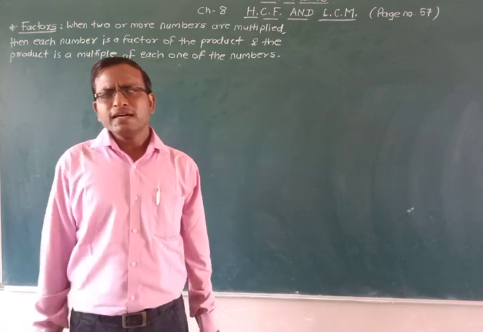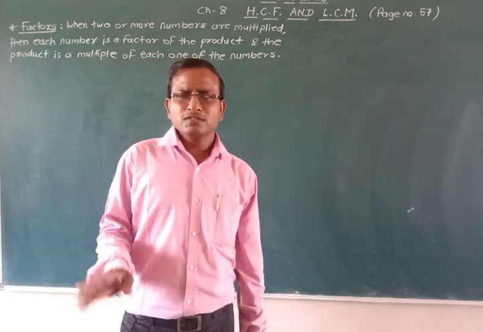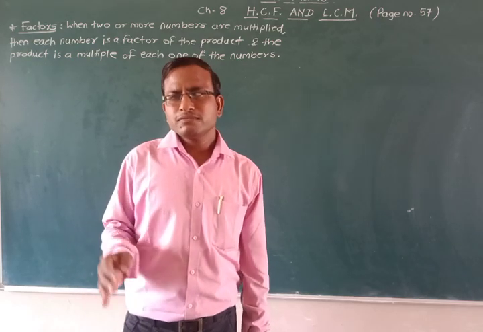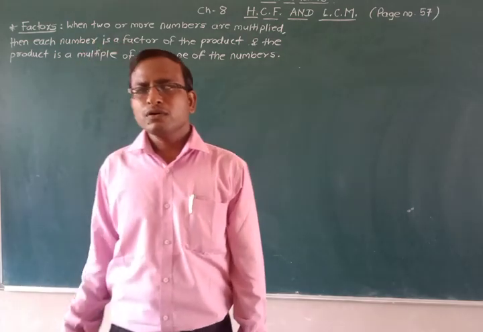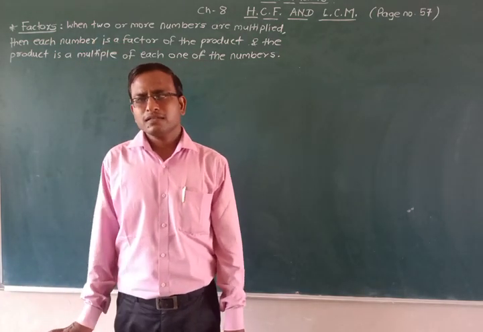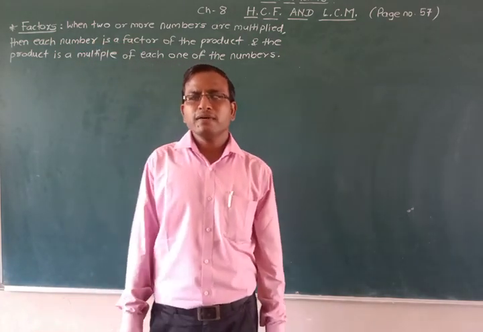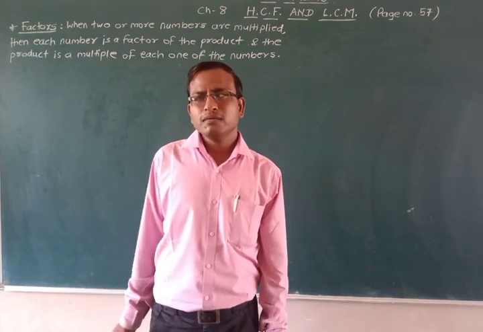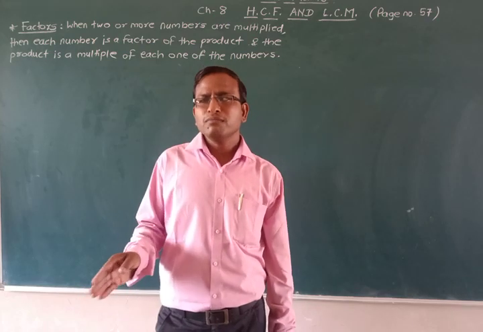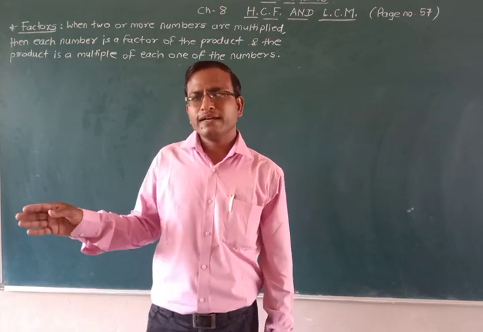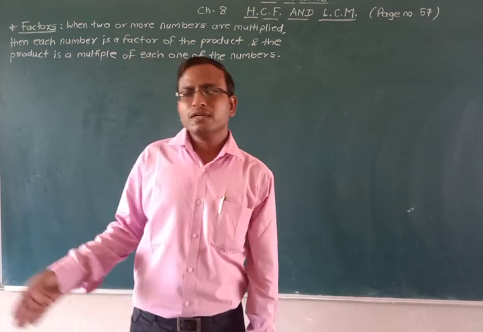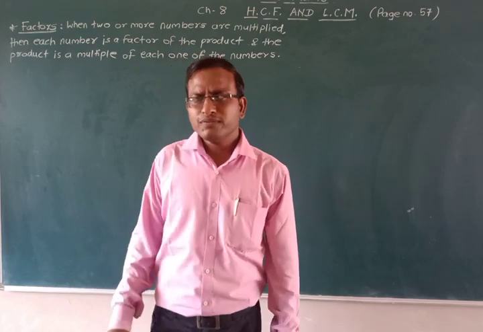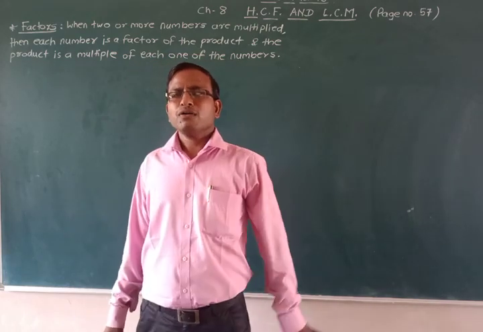Then what is meant by even numbers? Even numbers are numbers which are completely divisible by 2. Example of even numbers: 2, 4, 6, 8, 10, 12, 14, 16, 18, 20 up to infinity. This is the example of even numbers.